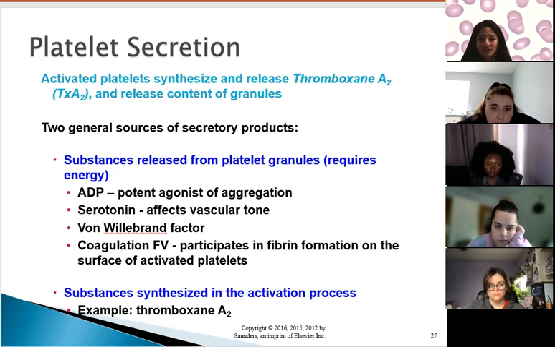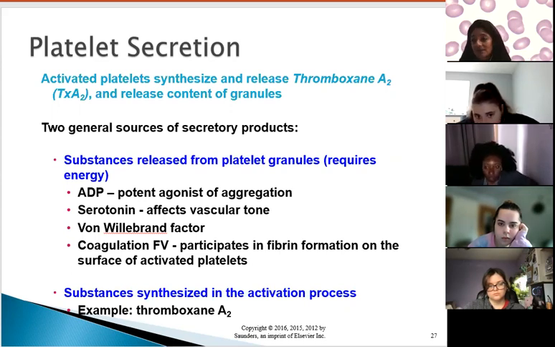And then coagulation factor 5, which participates in the formation of fibrin on the surface of activated platelets. Okay, and during this whole process, you have the formation of thromboxane A2. So remember these organelles: although the platelet doesn't have a nucleus, they have these organelles, and we need every single one of these substances for more platelets to come, okay? Because we need to arrest that bleeding. So with just one or two platelets, we're not going to arrest any type of bleeding, okay?